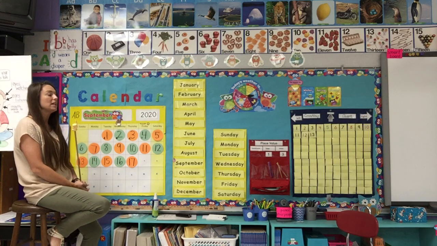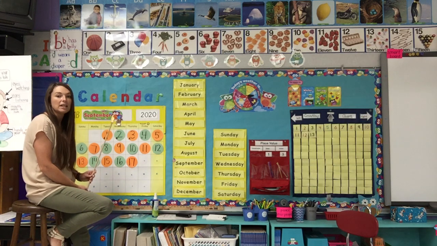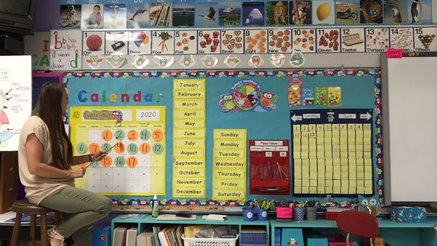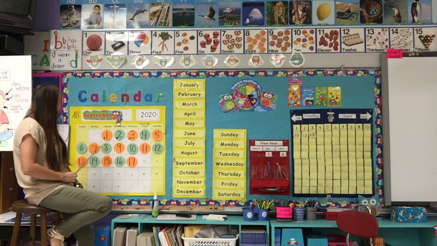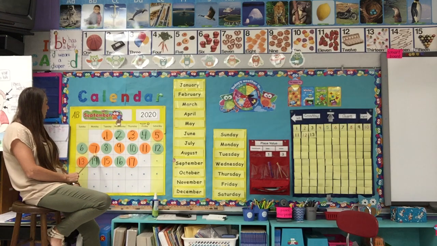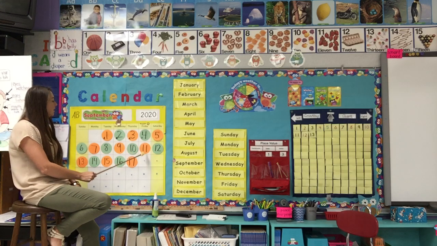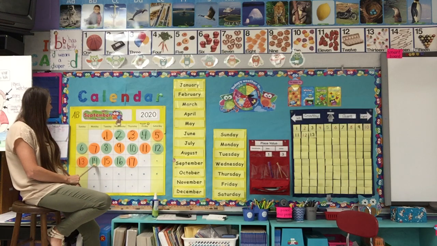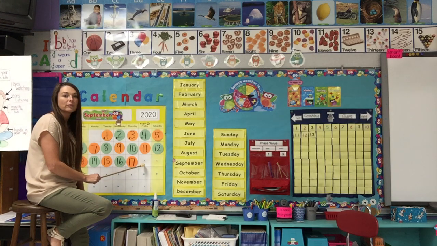Yesterday was the 17th day of September, so today we're going to count forward and see what number comes after 17. So just count with me. We're starting with the first day and seeing what number comes after 17. So here we go. You count as I'm pointing to each number. 1, 2, 3, 4, 5, 6, 7, 8, 9, 10, 11, 12, 13, 14, 15, 16, 17. After 17 is what? 18.